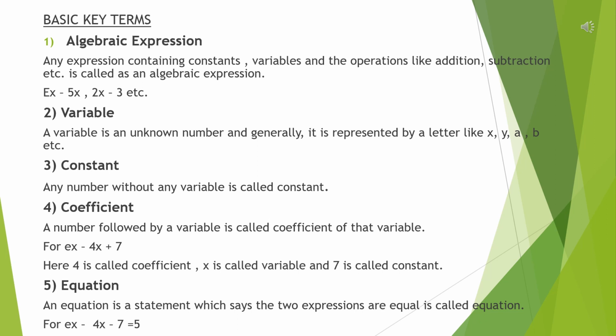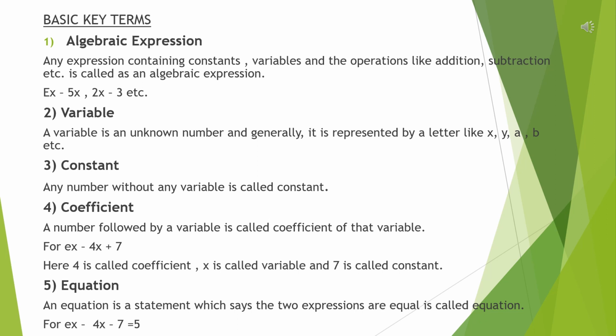First, variable and second, constant. Now, what is constant and what is variable? Variable. A variable is an unknown number and generally it is represented by a letter like x, y, a, b, etc. And constant, any number without any variable is called constant.